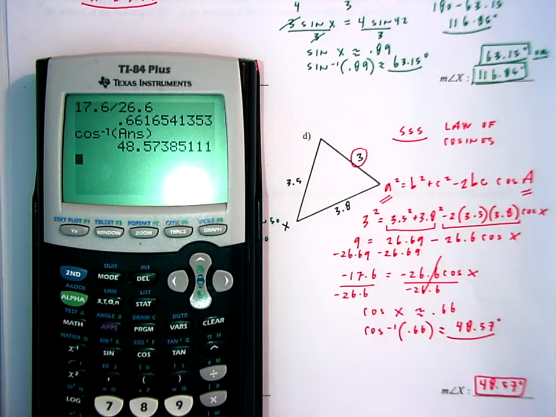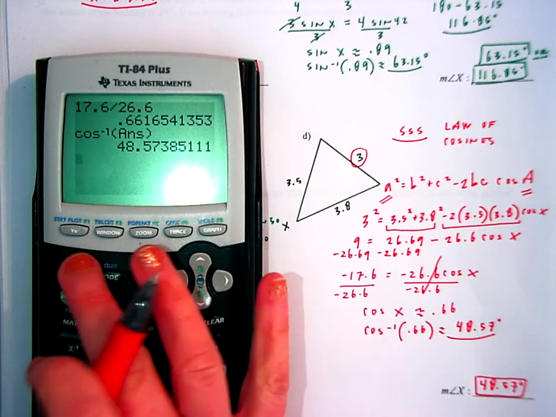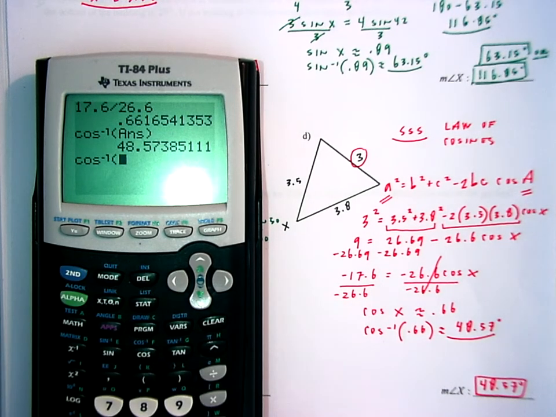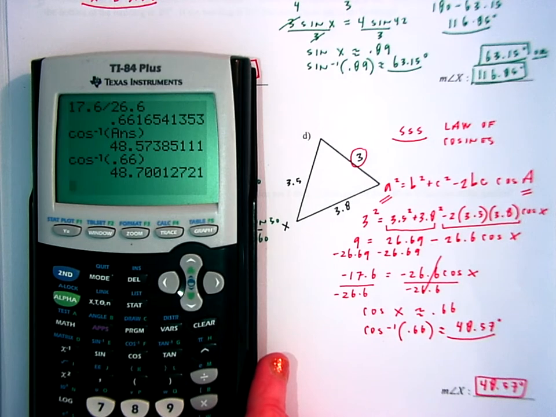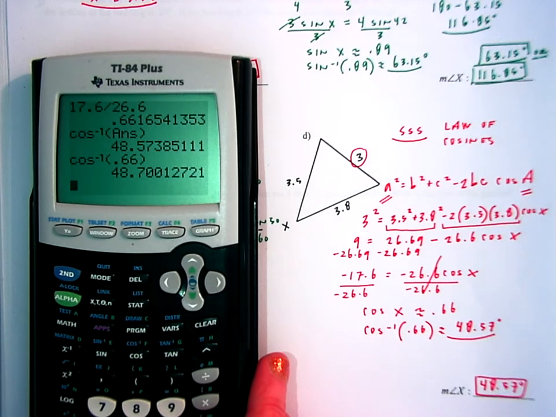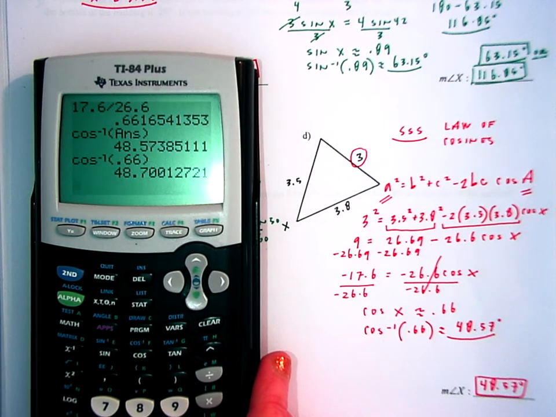If you built off of that rounded intermediate step, that's really not a problem. I'm just going to show you how close you would get. So inverse of cosine with the 0.66. So right here, you're getting 48.7 instead of my 48.57 degrees. Okay, that's not a problem. I will take both of those answers. Okay, I just built off the answer that was in my calculator. So my answer is more precise.